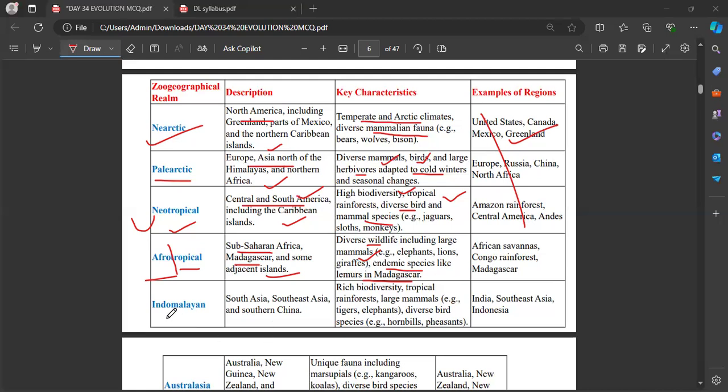Indo-Malayan: this is South Asia, Southeast Asia, and Southern China. These are the areas covered under the Indo-Malayan region, because we are covering India and Malaysia. Definitely our climate has a lot of variety of organisms and tropical rainforest, and we are also coming under the tropical climate, temperate climate also.